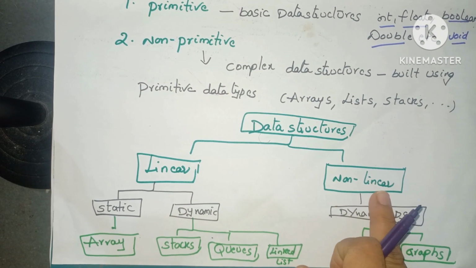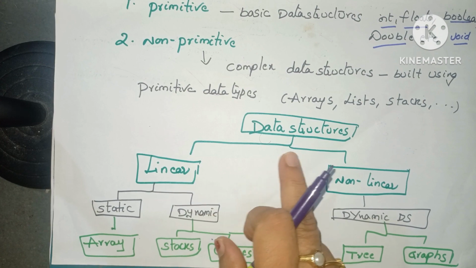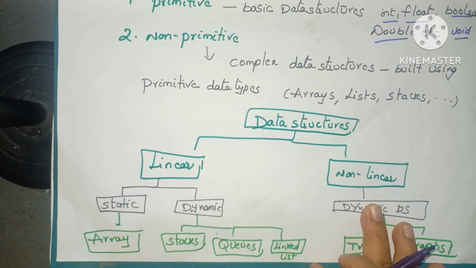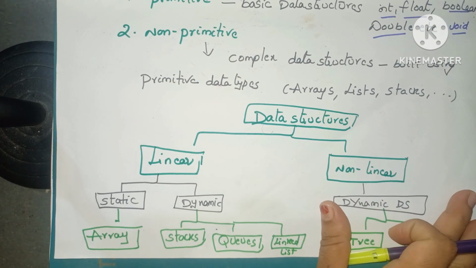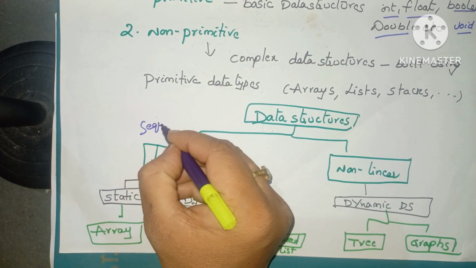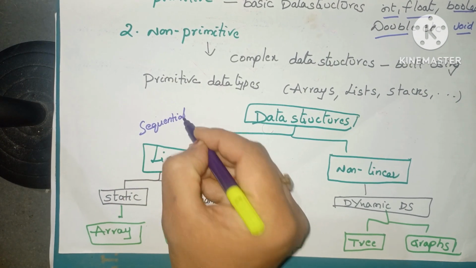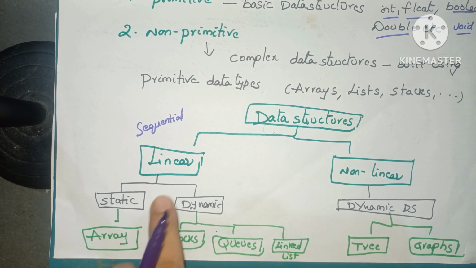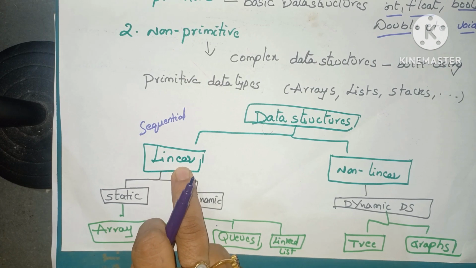Linear data structure, non-linear data structure. Data structures are primitive, non-primitive, and in these categories again linear and non-linear data structure. What is the meaning of linear data structure? Linear data structure means the elements are stored in a sequential order. Sequential order means one by one, one after another. After collecting all the data, how the data is stored in the computer memory means it is stored one after another. Sequential order, that is called linear data structure.